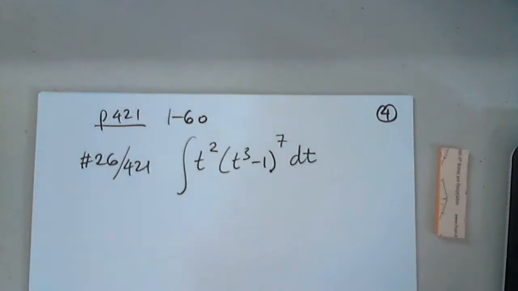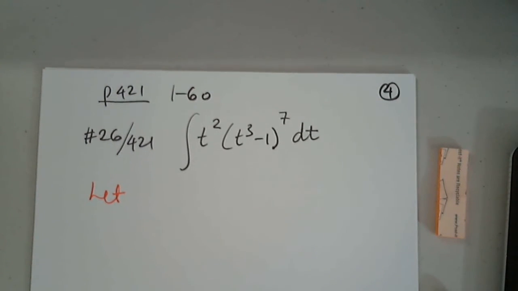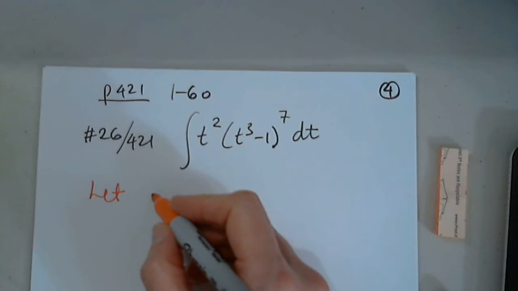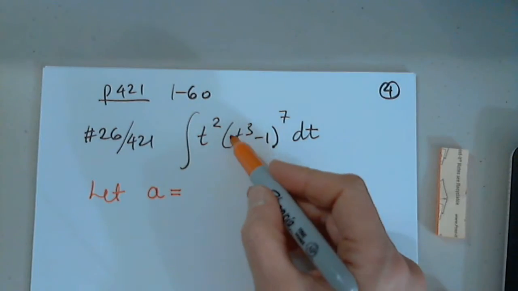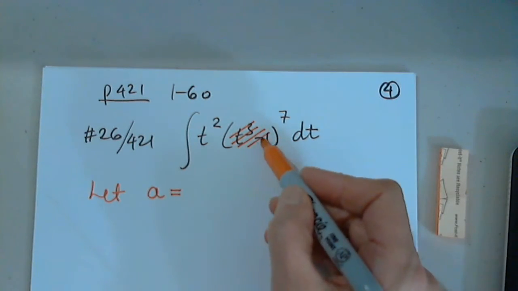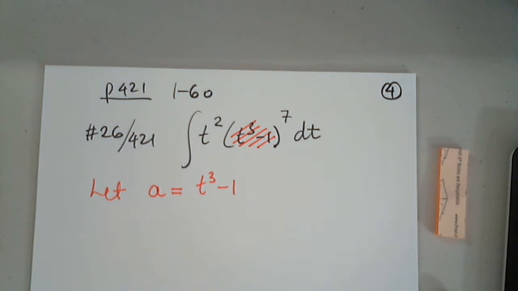Using a substitution. So I will say, give me any letter you would like to use. It doesn't matter which letter you want, but not T. This is the only one you cannot say. Any letter you would prefer. A. Very good. Let A be this piece. Do not erase anything, I'm just making a point. T to the third minus 1.